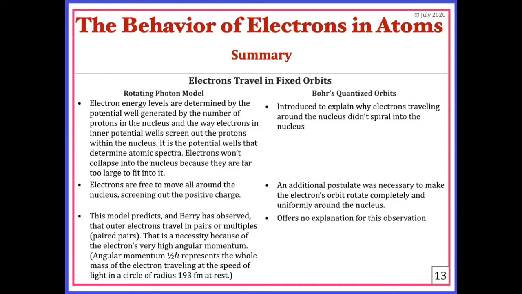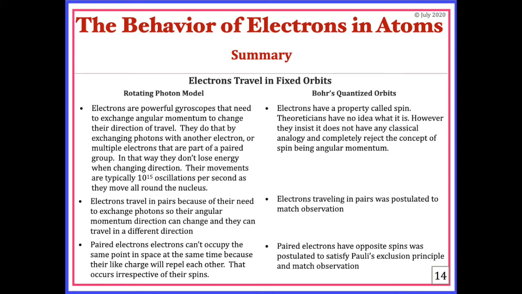In quantized orbits, electrons don't have to emit photons, and they won't spiral into the nucleus. The electron's orbit was otherwise planar, like a planet. An additional postulate was required to make the electron's orbit rotate uniformly around the nucleus. The Bohr model has no explanation for Berry's observation. They just ignore it.